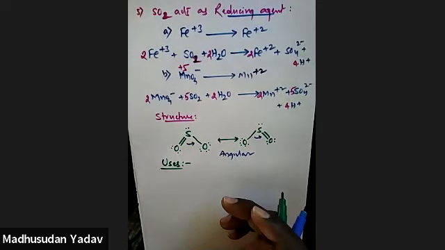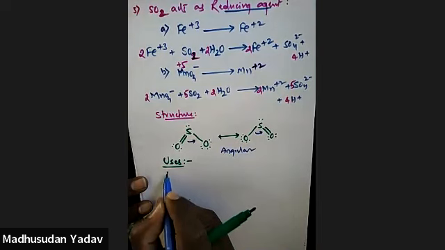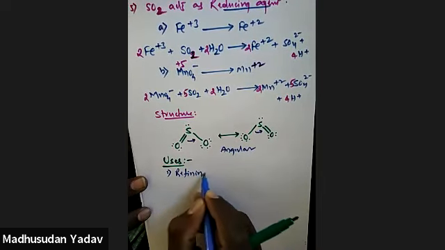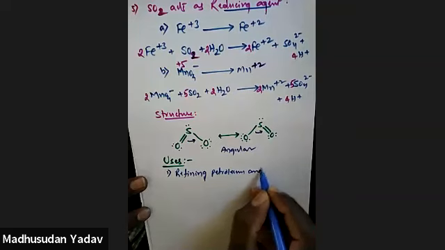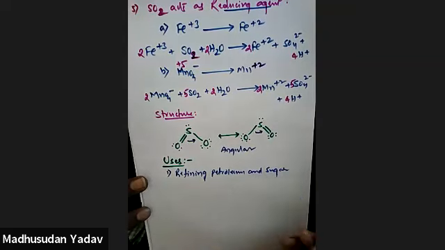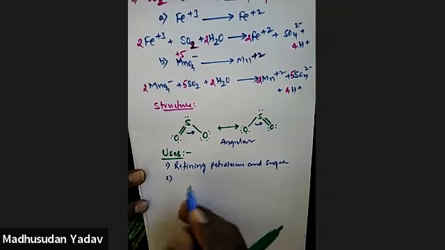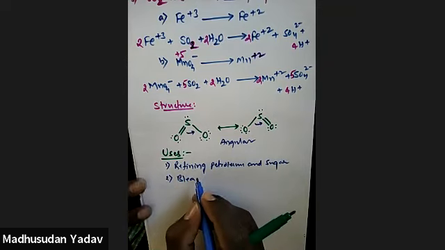Next, its uses we are going to discuss. So it is a good reducing agent. That's why it is used in the refining of petroleum, in the refining industry, and even in the sugar industry. And due to these properties, it is also used as a bleaching agent.